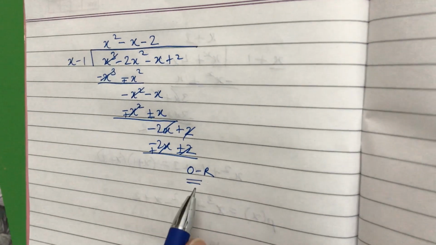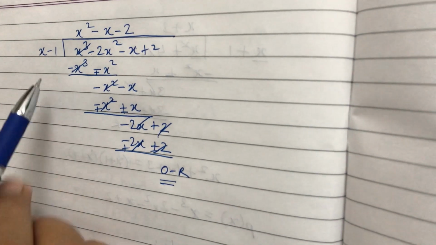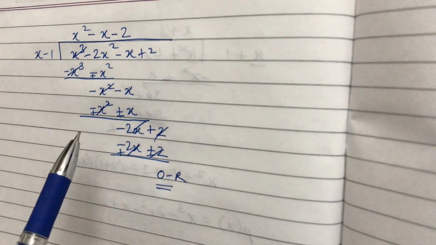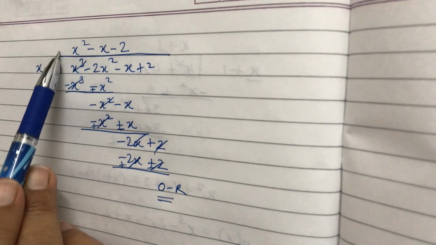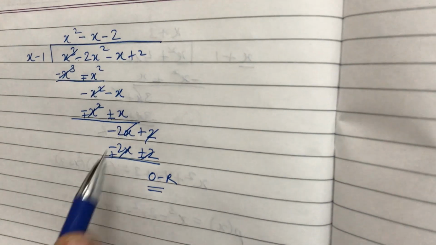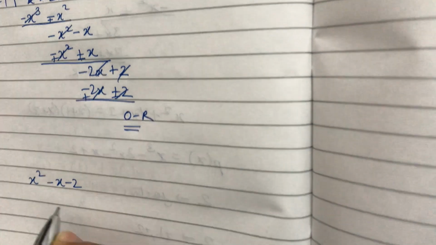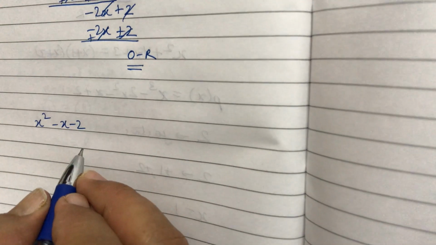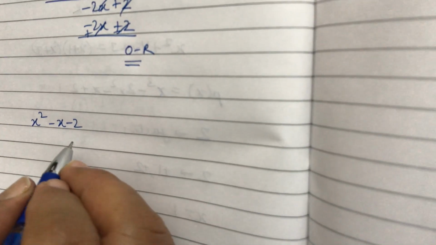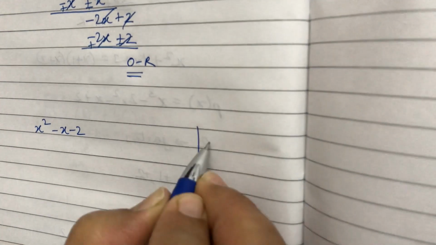Getting the remainder as 0 reinforces that x minus 1 is a factor of this cubic polynomial. But we had to find all the factors. Now the quotient that you get is again a quadratic polynomial. So for this quadratic polynomial, I could again find the factors either by splitting the middle term or I could have used the factor theorem. Here I am using splitting the middle term.